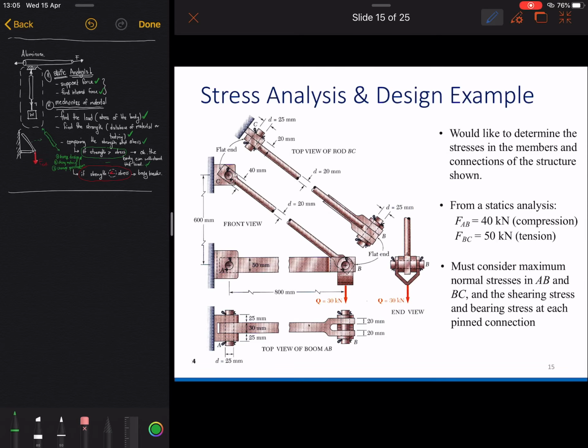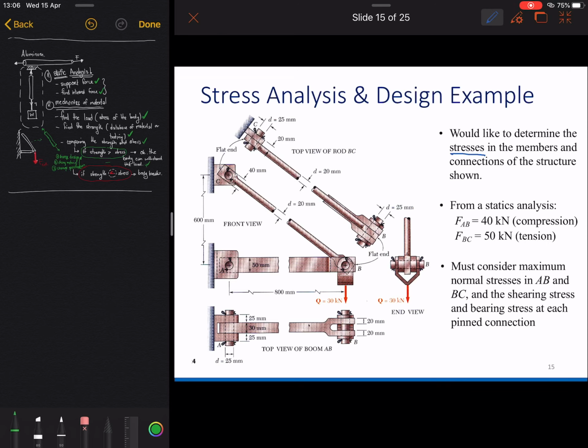Okay, let's start the second half. So here we are still continuing the stress analysis on this system. The question is, we would like to determine the stress in the members and the connections of the structure shown. So we would like to know the stress for all of the components.